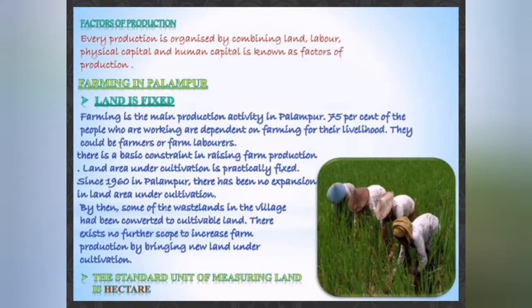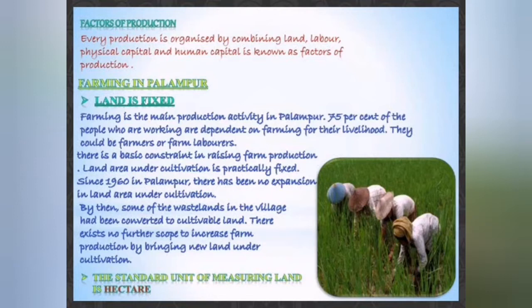So production is possible only by the combination of factors of production like land, labor, physical capital and organizer. By the combination of these four factors of production only, we can produce goods and services. See, look at this example of land in Palampur. In Palampur, the land is fixed. That is the first factor of production in Palampur. Farming is the main production activity in Palampur.